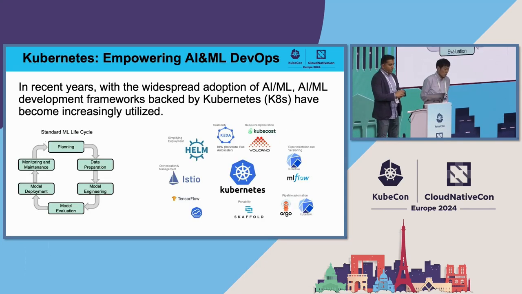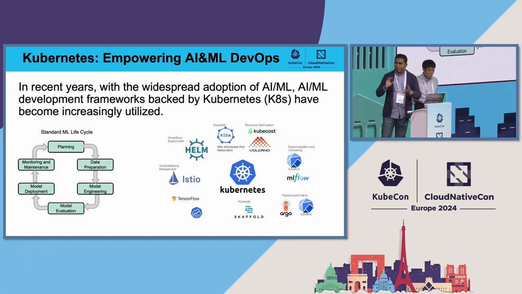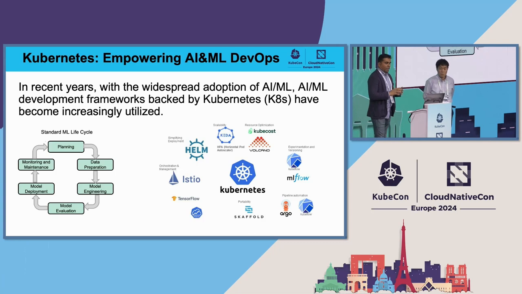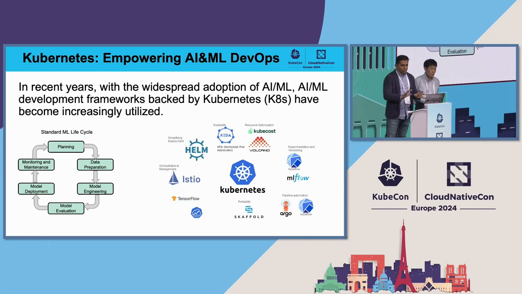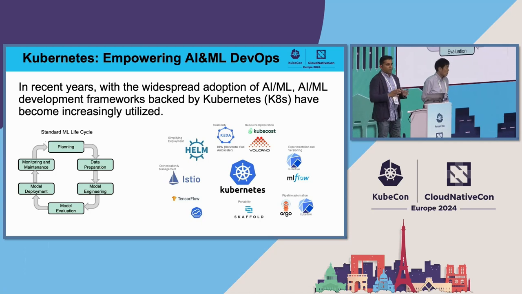In Kubernetes recently, especially in these 3-4 years, with the widespread adoption of AI and ML, the applications, the methods, and the development frameworks backed by Kubernetes have become increasingly utilized. So I'll try to put up some of the projects which use Kubernetes in the AI and ML ecosystem. I only managed to list a few of them, but as you may know, there is a huge number of projects in CNCF involved with AI and ML development and application serving.